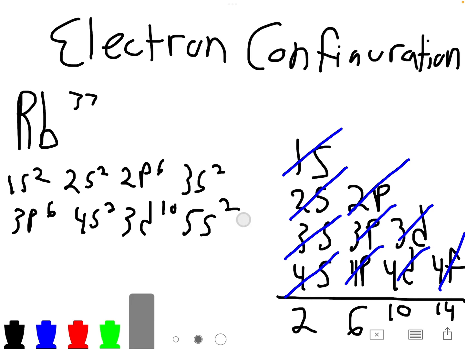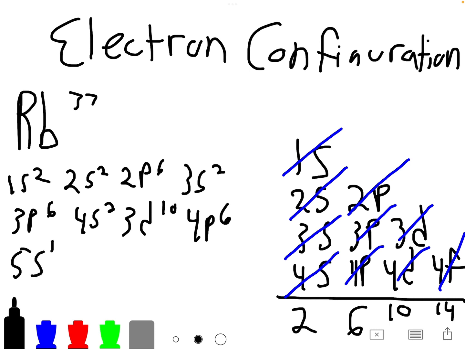No, hold on. 3d is 10. You will actually go 4p, and you'll go 4p6, and then I know it's not on here, but you'll go 5s1, and that will give you 37. So that's how you do that. Thank you for listening to my chemistry lesson.